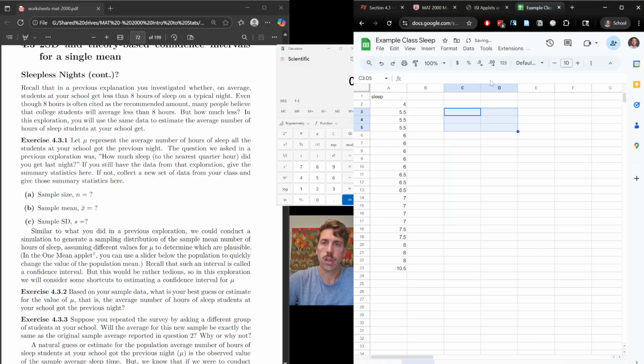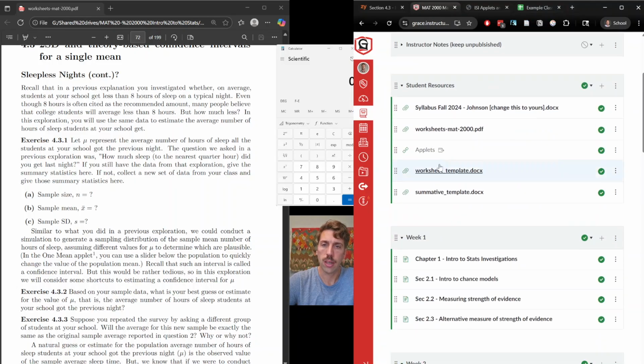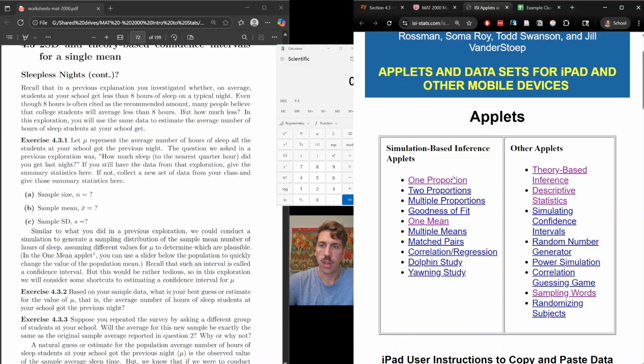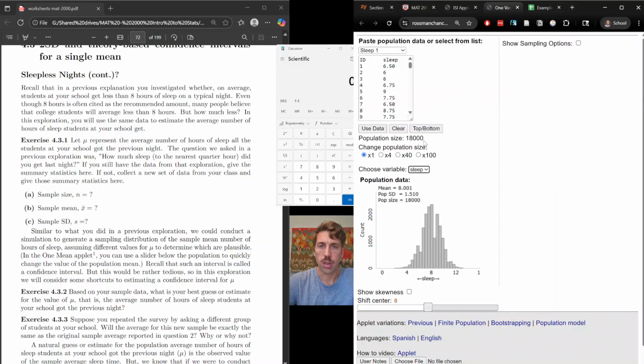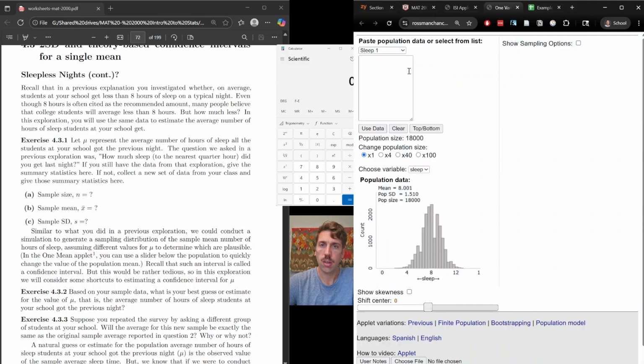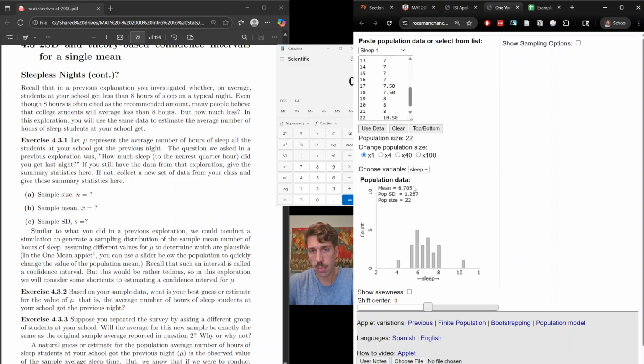Or you could go to our link to the applets, which would take you there, and the one mean applet is a good way to go. You want to clear this data and then maybe copy this. So Control C, or if you're on a Mac, Command C, and then Control V, or Command V on a Mac, and then use data. And so I get the same numbers here: the mean, the standard deviation, and the size.